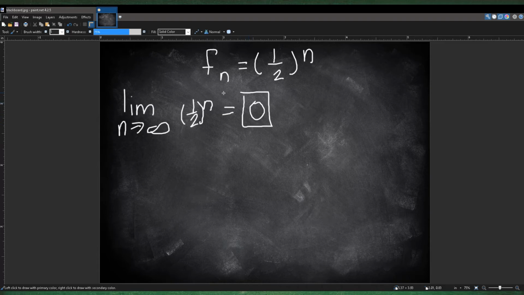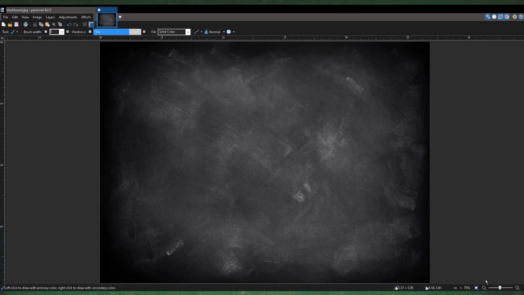I mean, it's not positive. 0 is not positive or negative, but since 0 is an actual number, since it's reaching a numerical answer, then this tells us that 1/2 to the power of n as a sequence is going to be convergent because it has a numerical number. So if it has a numerical number, it's converging. If it doesn't, it's diverging.